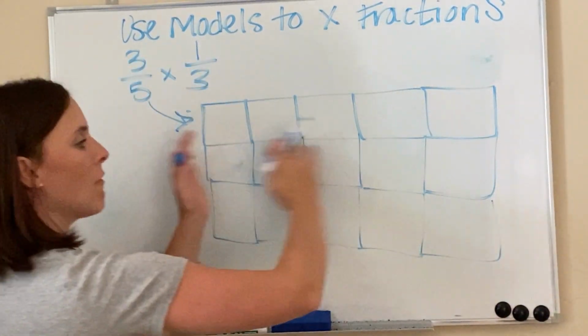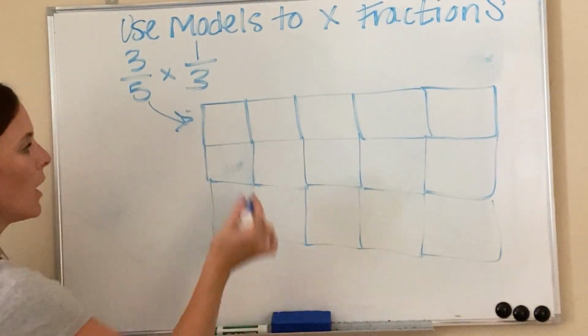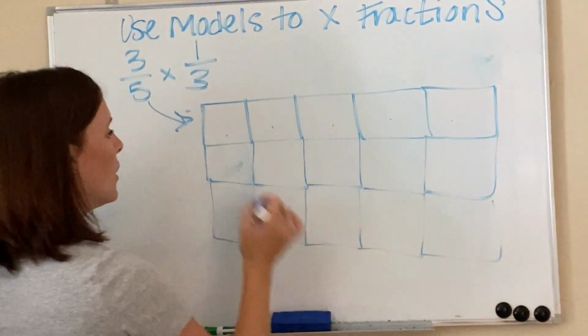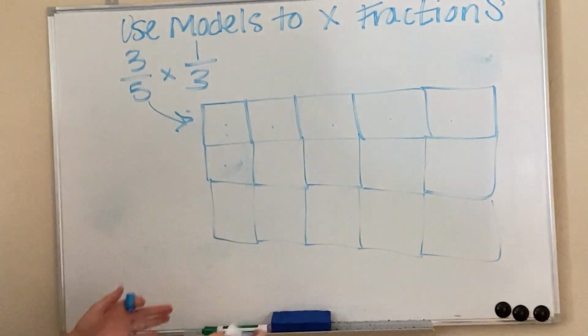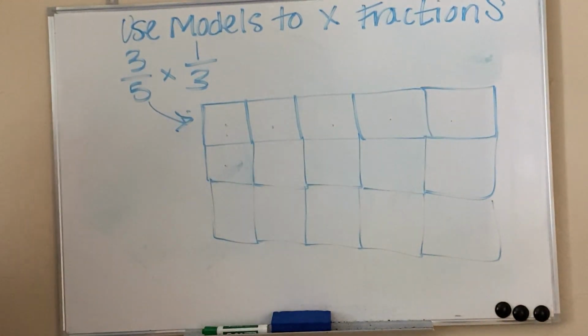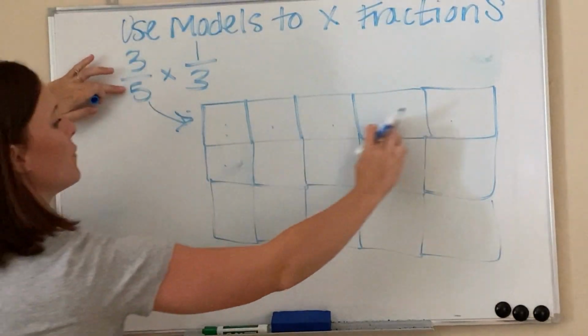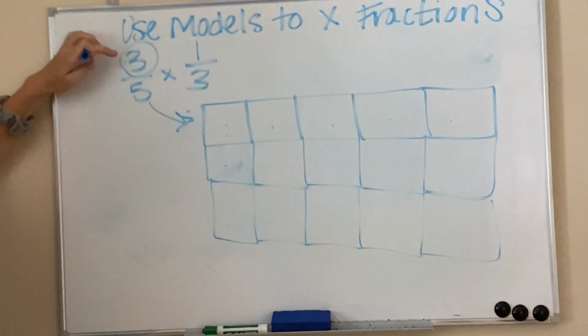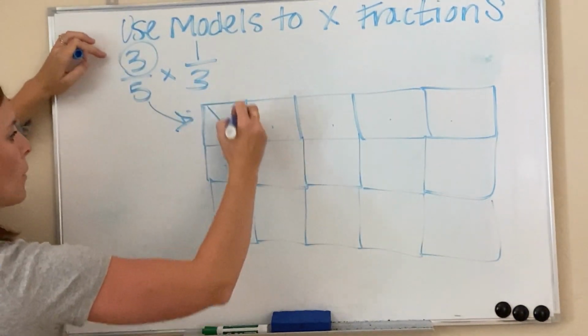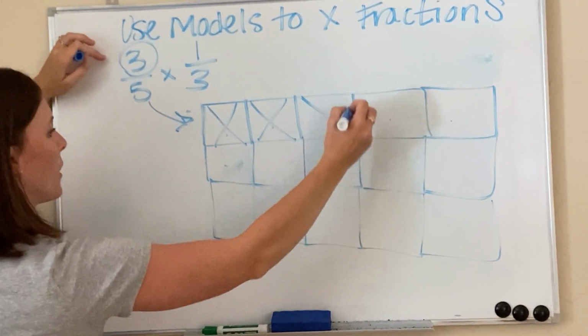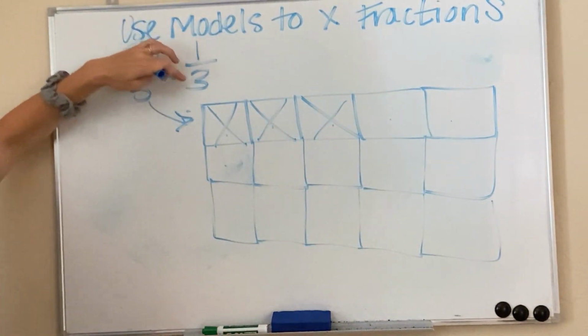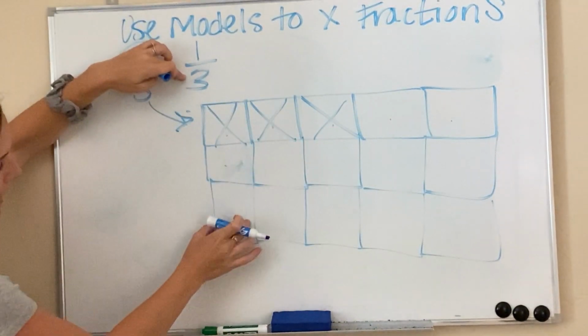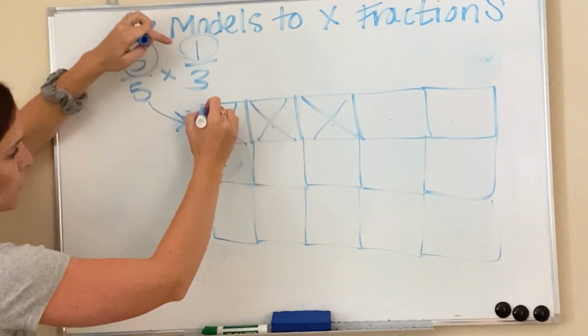So here is my 5 by 3. Do you guys see that? 1, 2, 3, 4, 5. 1, 2, 3. 5 by 3 grid. Now shade. Out of the 5 going across, I want 3 shaded because that's the numerator for that one. So that would be 1, 2, 3. Out of my 1/3s, my 3 going down, I only want 1 shaded. So that would also be this one.